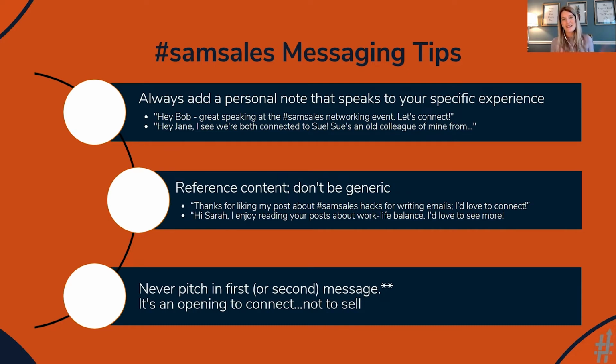Now, reference content, and again, don't be generic here. Number one, "Thanks for liking my post about SamSales hacks for writing emails. I'd love to connect." Something like that, right? When I'm referencing specific content, I'm being specific. This is what you liked, this is what you engaged with, this is what I saw you commented on specifically. And then the other piece: "Hi Sarah, I enjoy reading your posts about work-life balance. I'd love to see more."